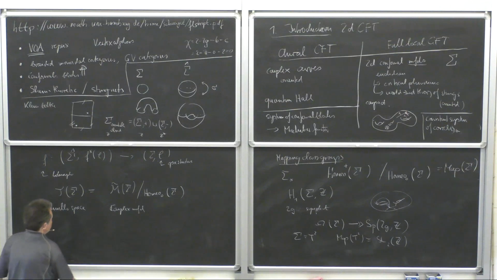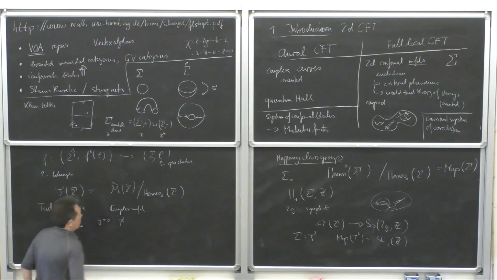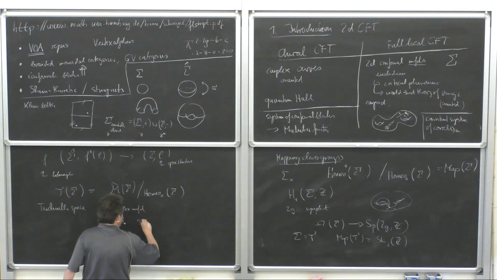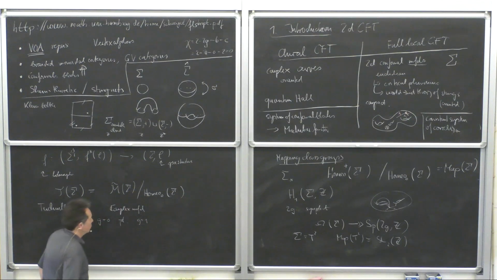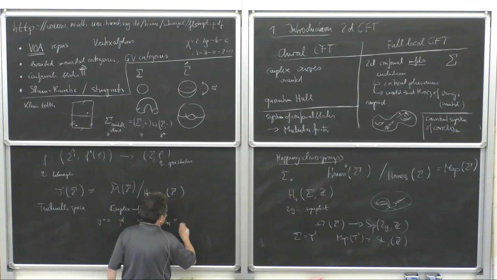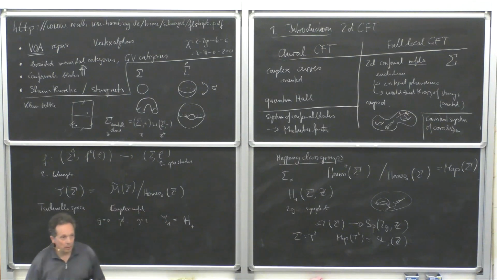If you want to know an example, in genus 0, it is just a point. So on the sphere, nothing happens. But for genus 1, well, we have to deal with the torus. And in this case, Teichmüller space is the complex upper half plane. Yeah? So that's the way to see the complex upper half plane.